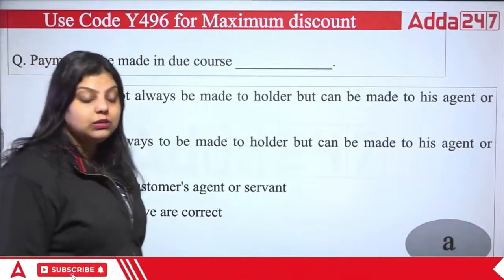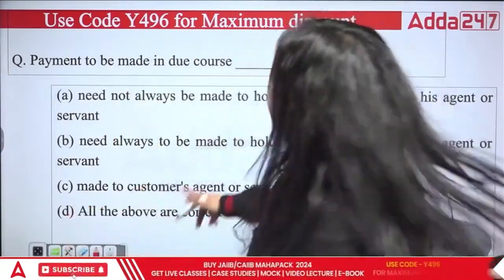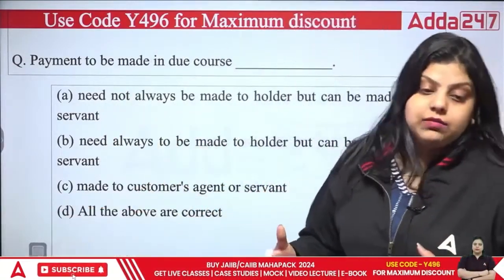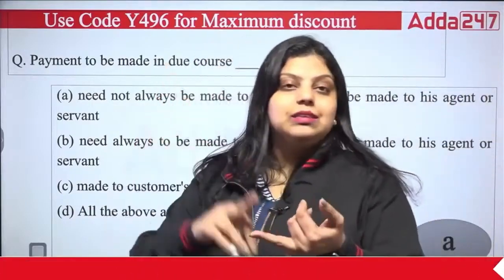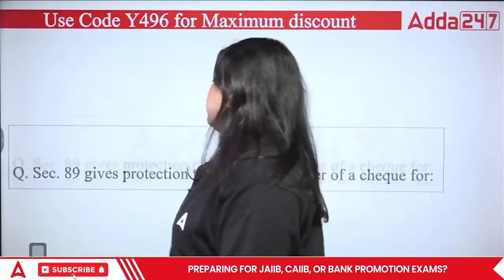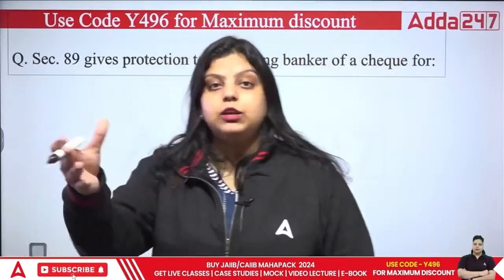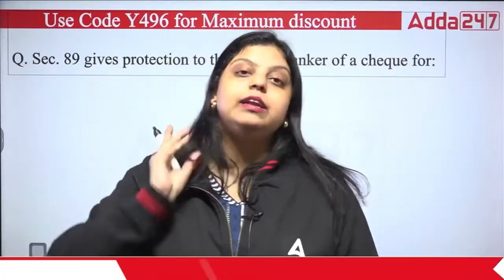So payment in due course tells us that the payment should be done within the validity of your document, and it can be done to anyone. It can be done to the holder or the servant of the holder or the agent of the holder. Okay. Now next. Acha, what is the validity of a check? I have told you, within a validity you have to make the payment. So what is the validity of a check?